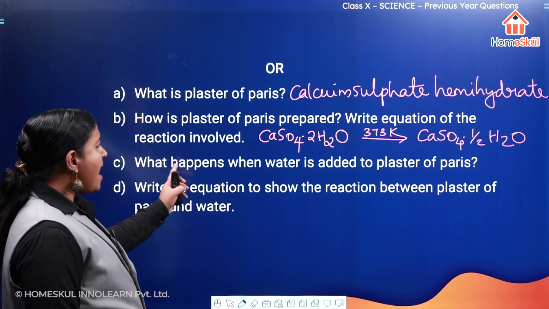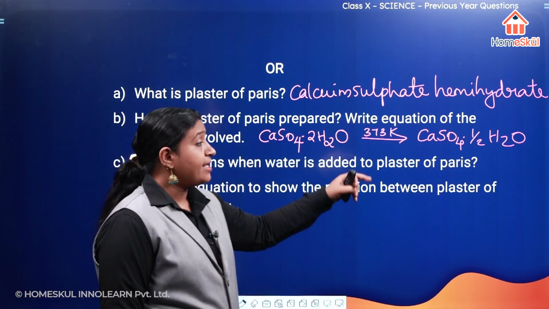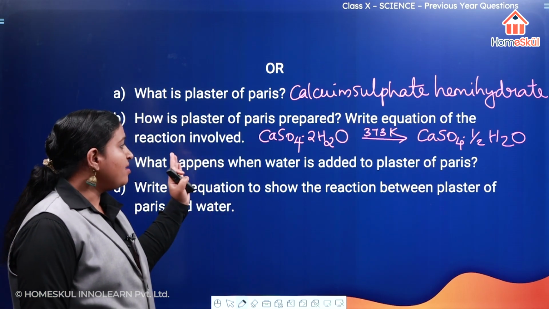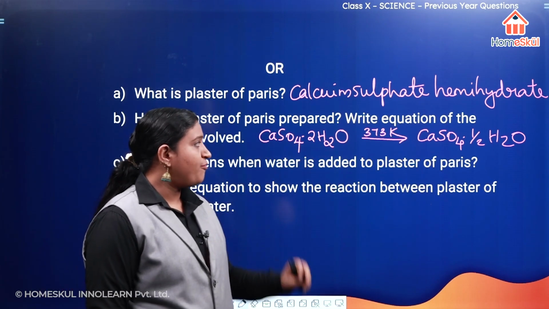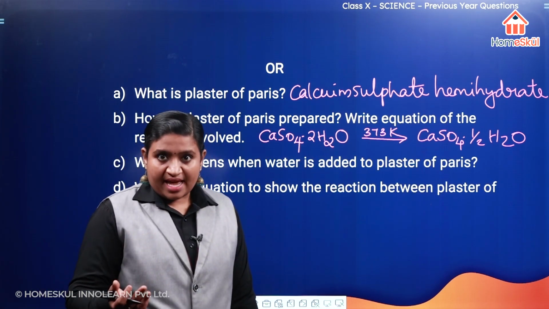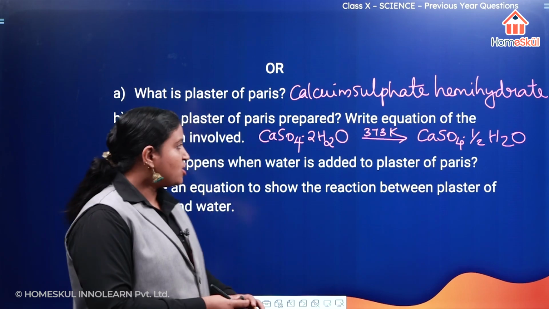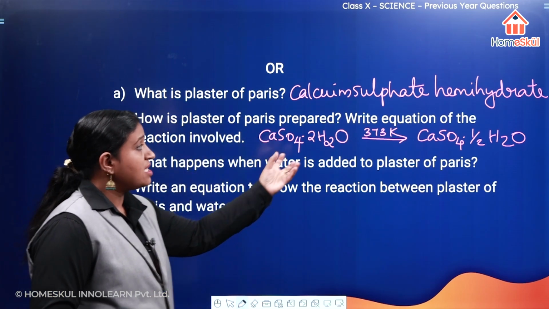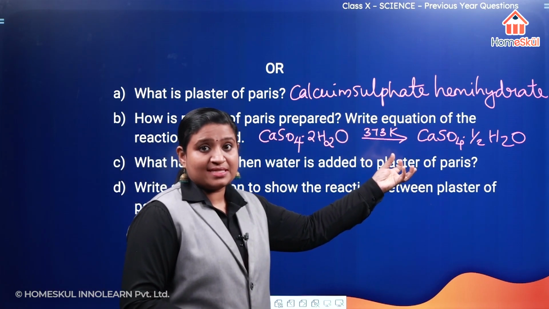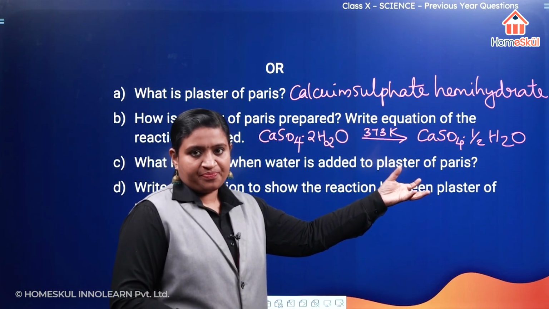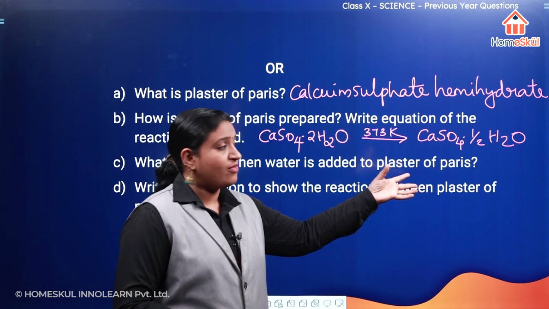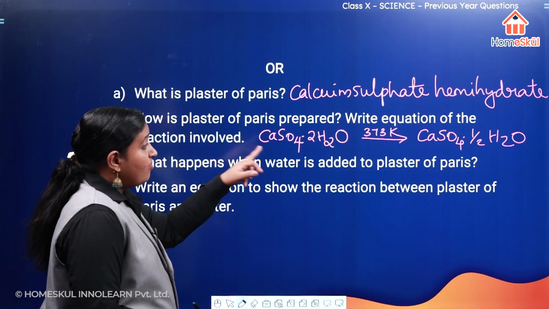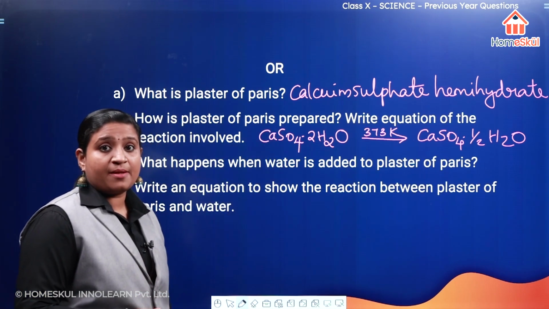Okay, what happens when water is added to plaster of Paris? What happens? Yes, when water is added to plaster of Paris, it again gets converted to gypsum. Actually, in the second question, in the preparation of plaster of Paris, 1.5 molecules of water are lost. Understood? So, it loses 1.5 molecules of water and forms plaster of Paris. But when we add water to plaster of Paris, what is happening?